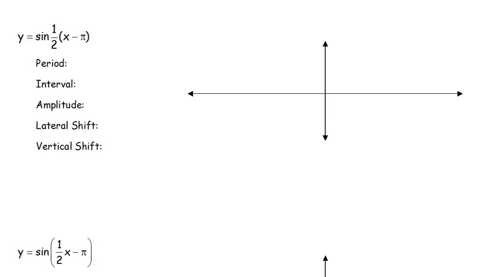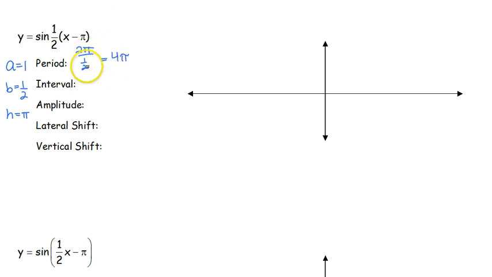Our next one here, we see that our a value is equal to 1. Our b is equal to 1/2, and we have an h of pi. So our period is 2 pi divided by 1/2, which is going to be 4 pi.